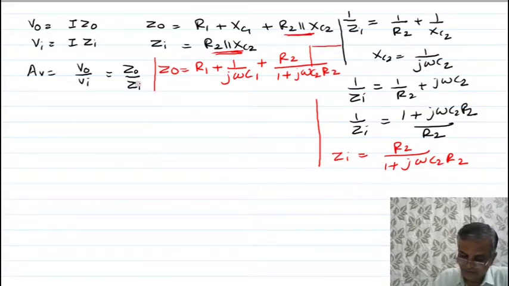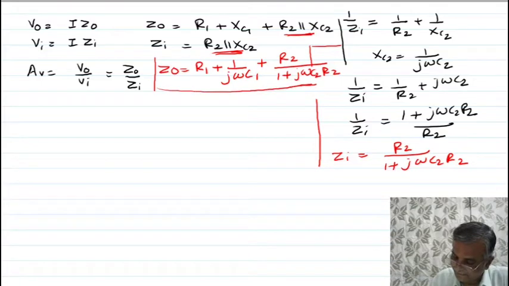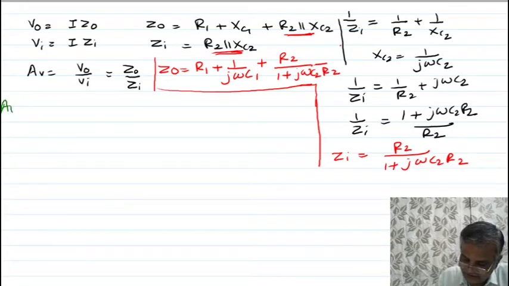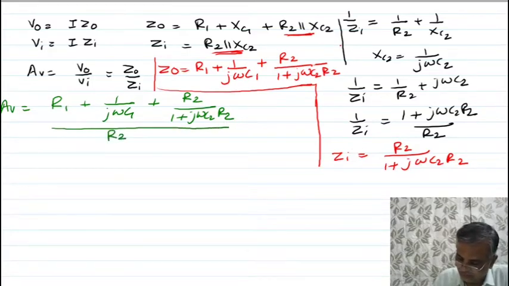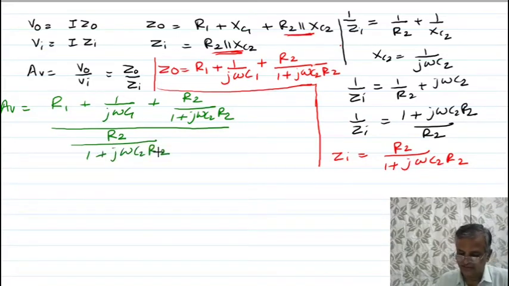So I can easily find the value of the gain. Let us find the value of the gain. Gain is equal to ZO by ZI, meaning R1 plus 1 upon j omega C1 plus R2 upon 1 plus j omega C2 R2. This is ZO upon ZI. ZI is R2 upon 1 plus j omega C2 R2. You can see, yes, I put the value of ZO, very simple, and ZI is here.